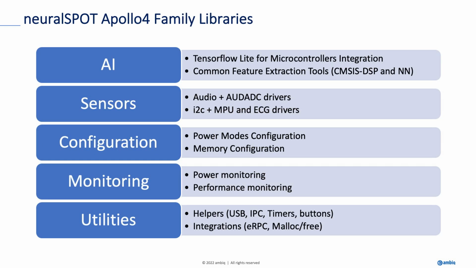So we have kind of families of libraries. At the top, we have the AI libraries. And these are not so much specific to Apollo 4. They don't necessarily use our peripherals. They use the Cortex processor. And then they use external libraries, so CMSIS, and so on. And most of this stuff is calculating features. So TensorFlow Lite integration plus a number of feature extraction libraries that use CMSIS DSP to efficiently calculate things like spectrograms and so on.